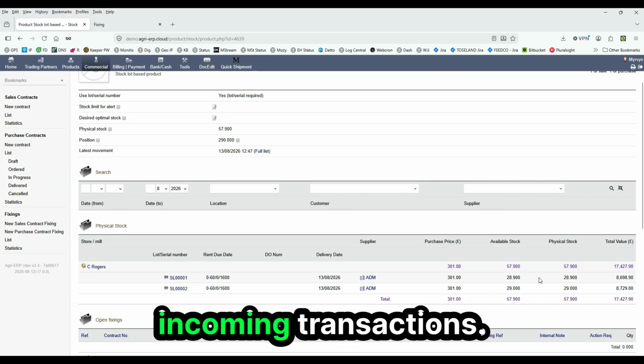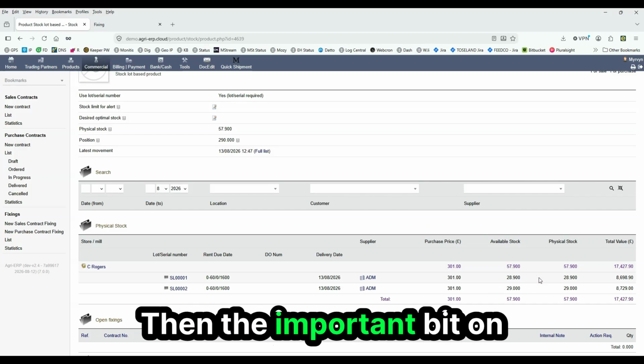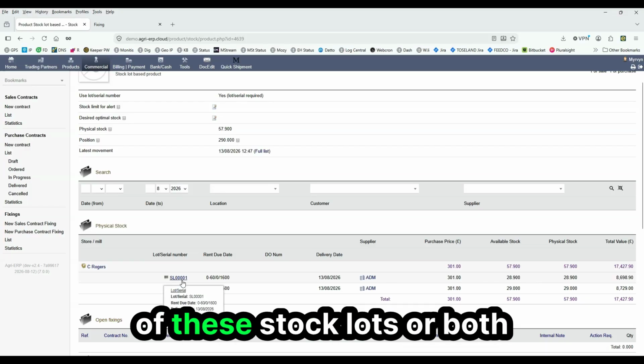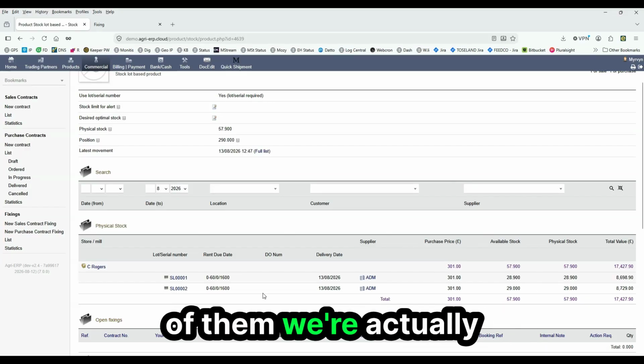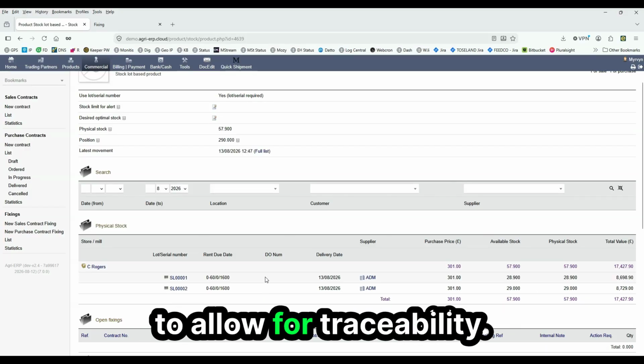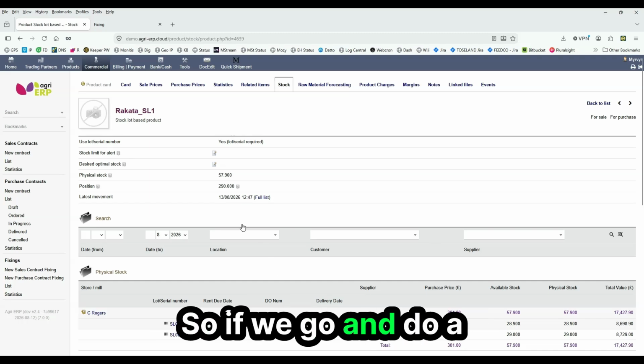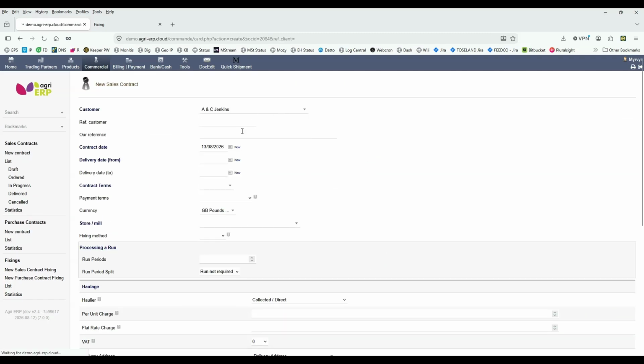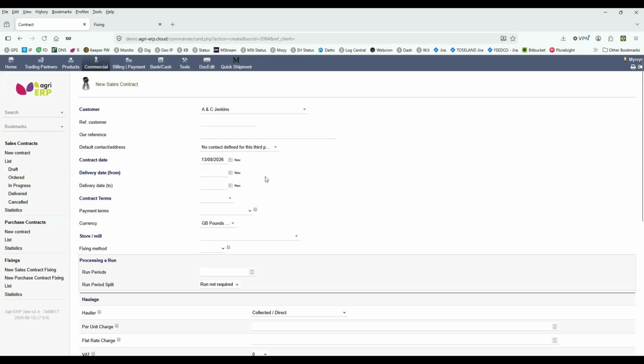But it was split up on 2 incoming transactions. The important bit on that is when we go and do a sale of this product, we're going to choose which of these stock lots, or both of them, we're going to draw down on to allow for traceability. So if we go and do a quick sales contract, we can see how that looks.